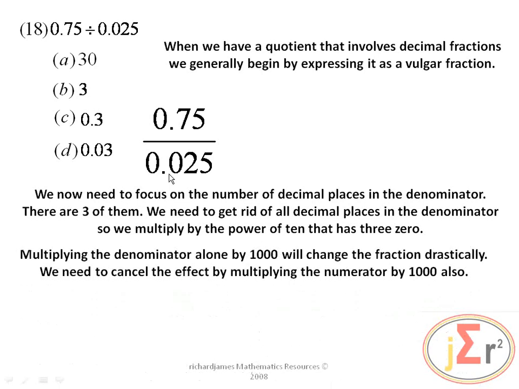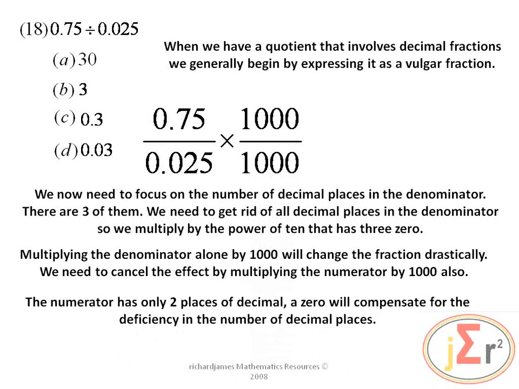That power of 10 is what? 1000. So, multiplying the denominator alone by 1000 will change the fraction drastically. We need to cancel the effect by multiplying the numerator by 1000 also. So, our aim is to get rid of the decimal places in the denominator. Because we have 3 of them, we multiply by 1000. We cannot multiply the denominator by 1000 alone. We'll have to multiply the numerator by 1000 also.